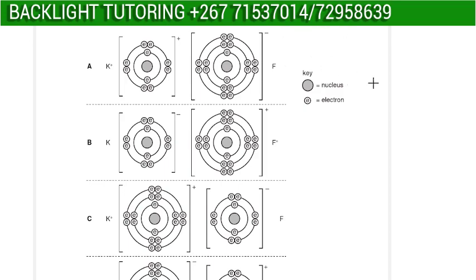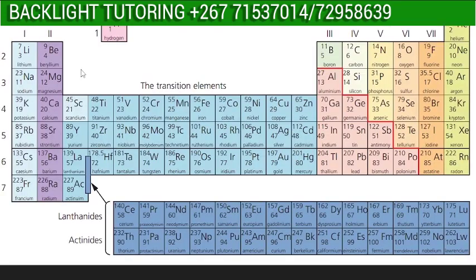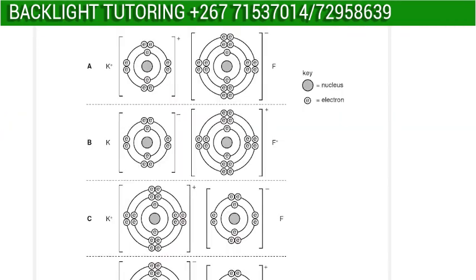So let's quickly do some structure for potassium. Let me show you the periodic table again. We have the potassium here. Remember the protons are equal to the number of electrons. So our proton number here is 19. So we have potassium, which is K, with 19.